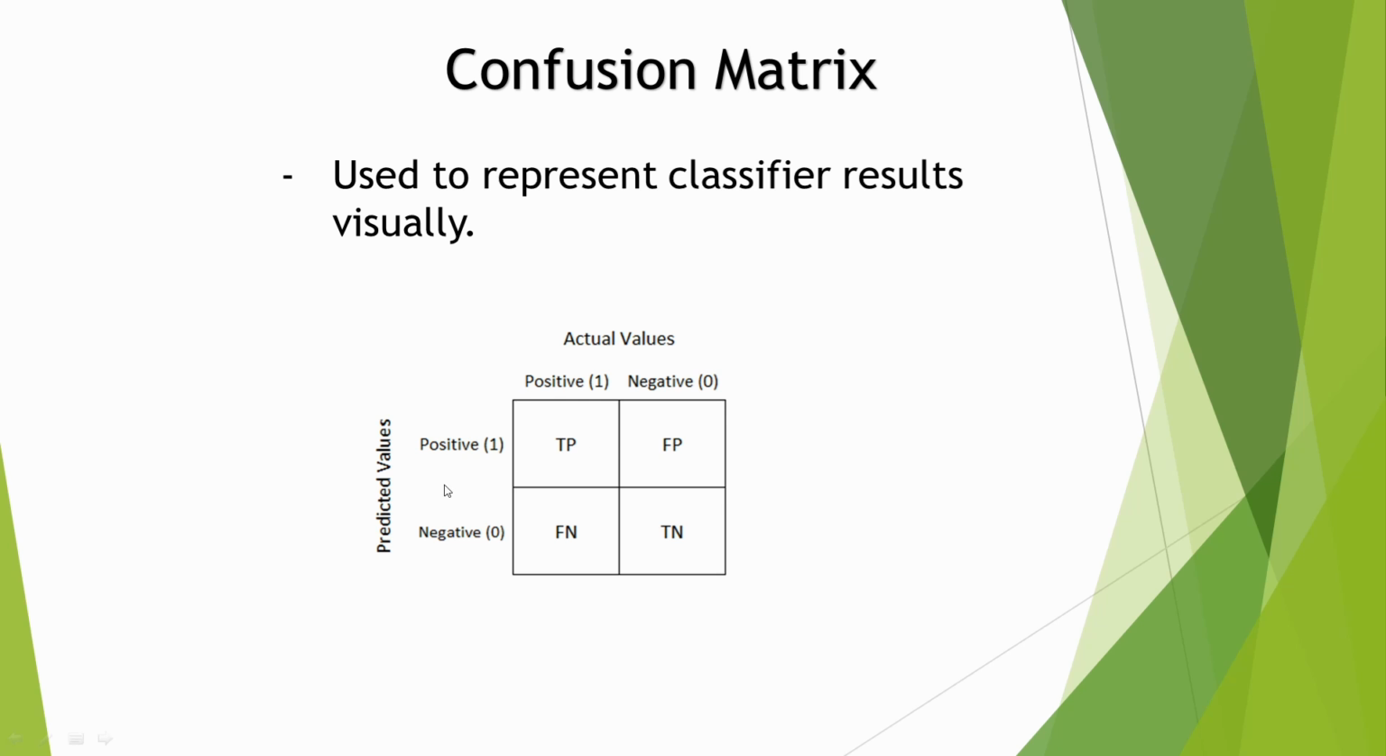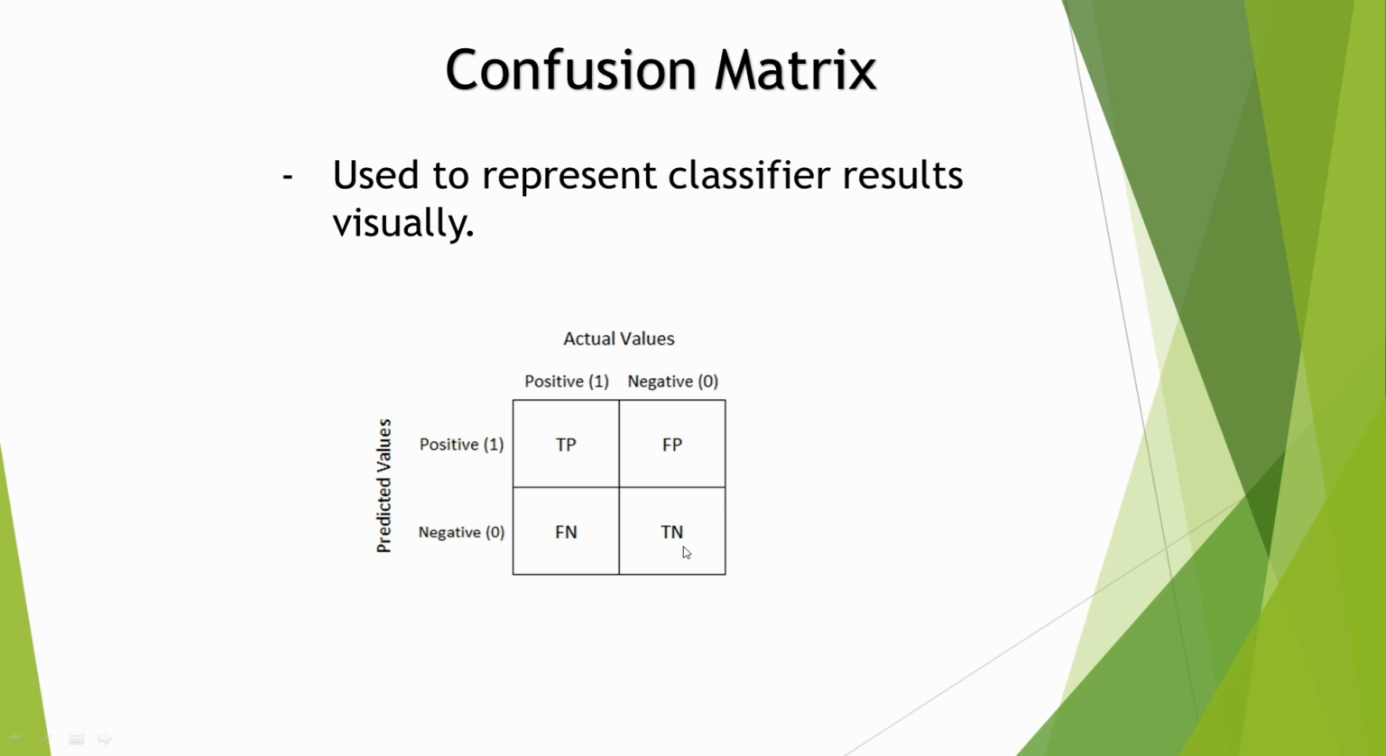Similarly, our model may predict something positive, but that is actually a negative value. That is called false positive. If you take false negative, the actual value is positive, but our model has incorrectly predicted it as negative. That is called false negative. And true negative means the actual value is negative and our model has also predicted that as negative.